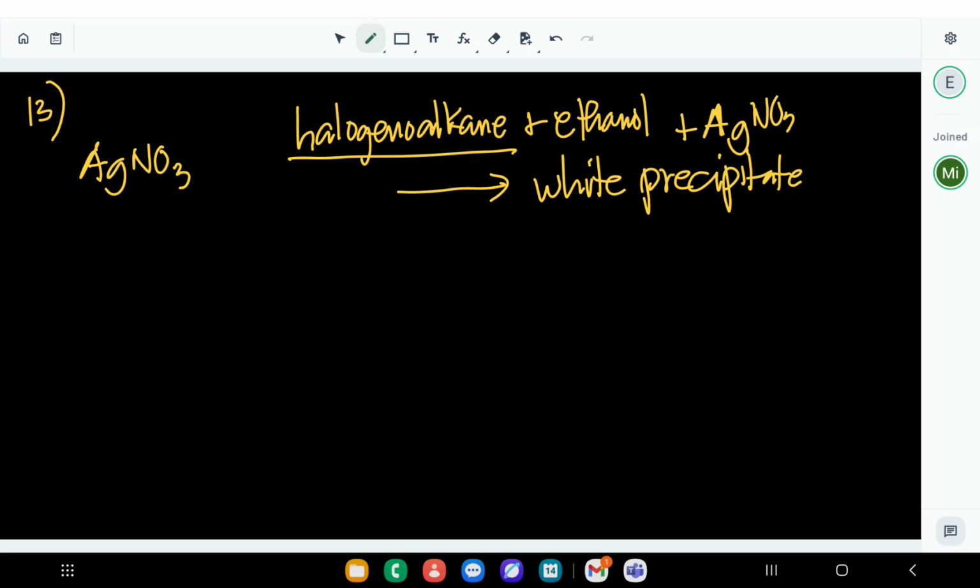Okay. For silver nitrate, then we have ethanol. Then that means this produces silver chloride. Yeah, because it's a white precipitate. We've discussed this in the previous problem. We have silver chloride, silver bromide, silver iodide, and silver chloride produces a white precipitate. So this should be silver chloride.